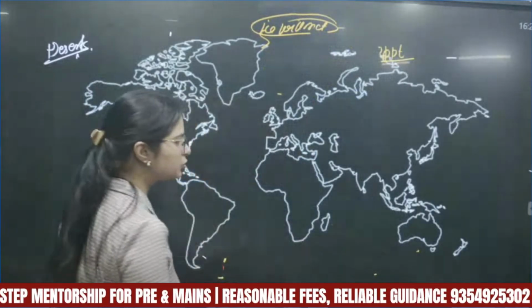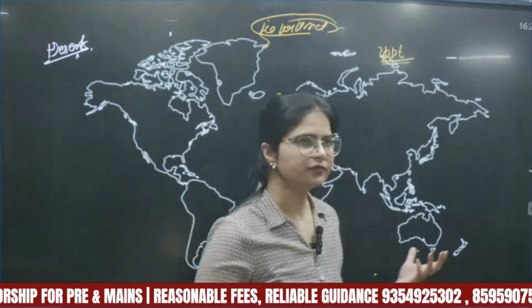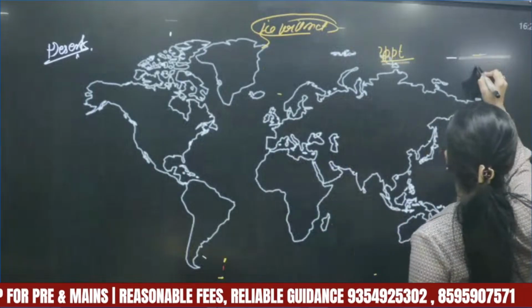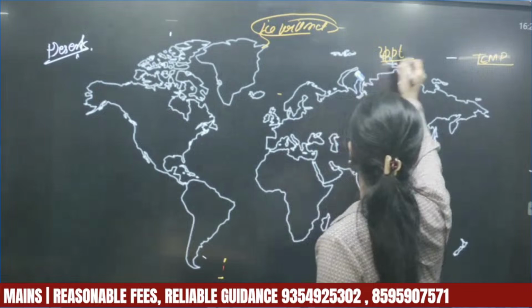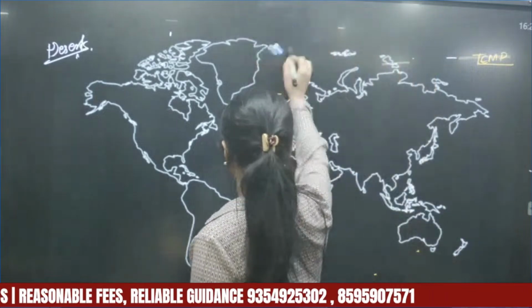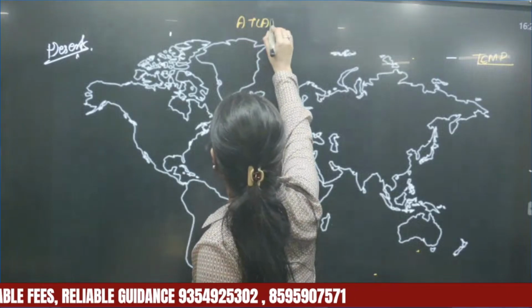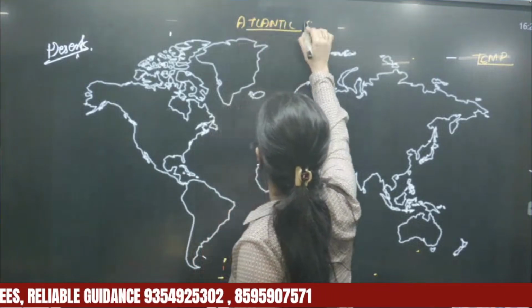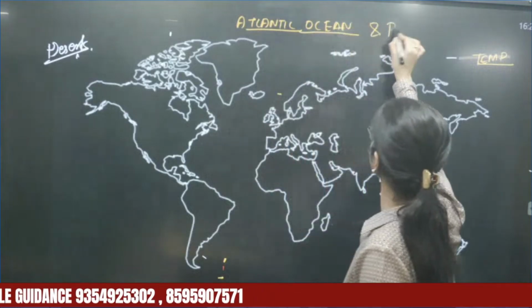I am taking 2-3 factors, and then we will evaluate on all those factors. First, I am taking temperature. We are trying to find the difference between the salinity of Atlantic and Pacific Ocean. I am not coming to any conclusion. I'm just telling you the facts. Atlantic Ocean and Pacific Ocean salinity.